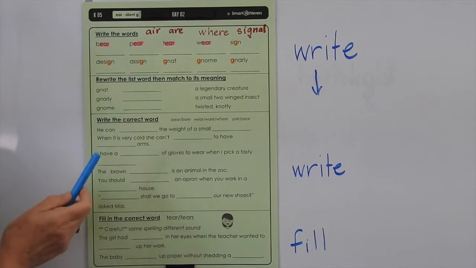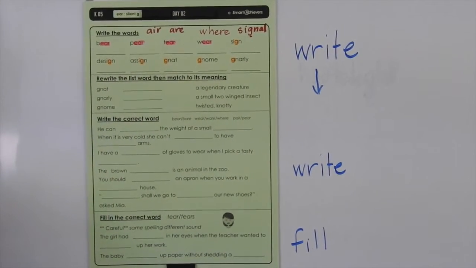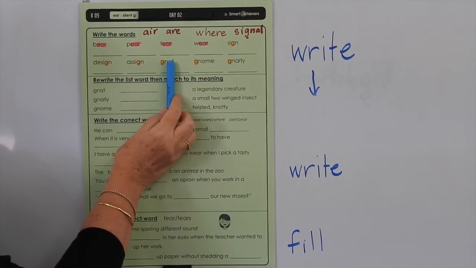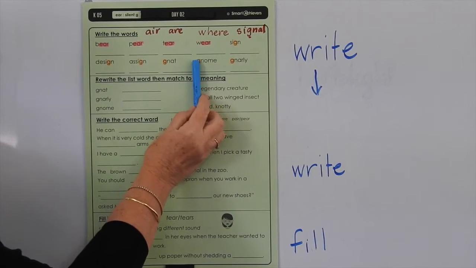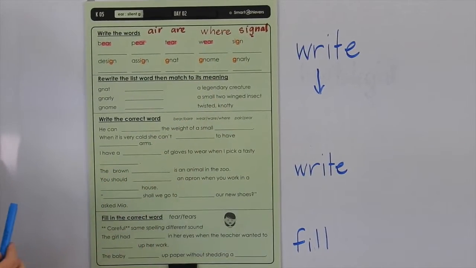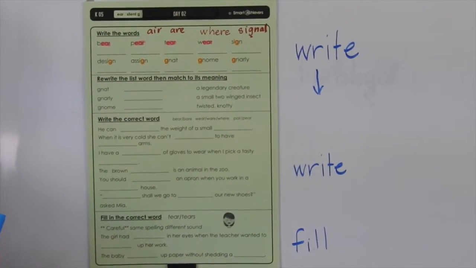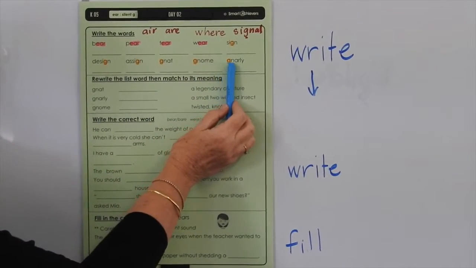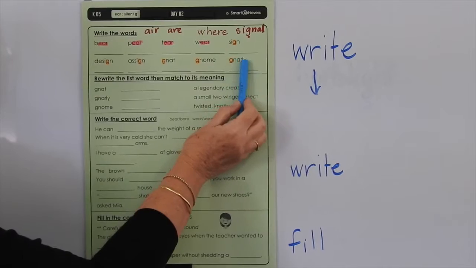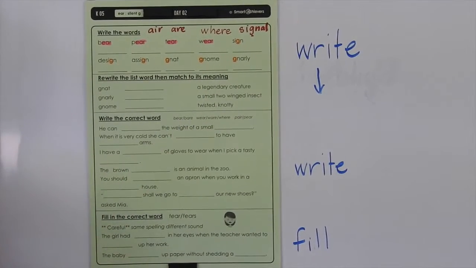Assign is when you give someone some work to do. A gnat is like a little insect. A gnome is probably the most common thing we see today, a little statue in a garden of a little person, like a little dwarf. Gnarly means knotty, so it could be a knotty tree or a knotty hand.